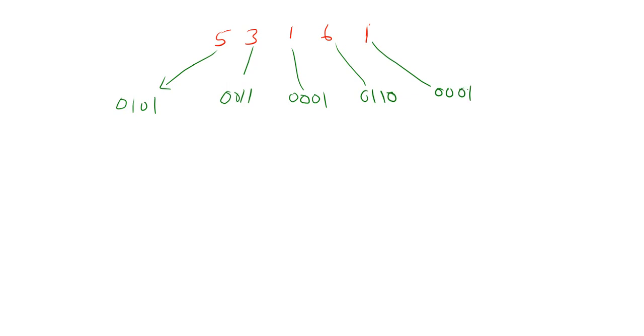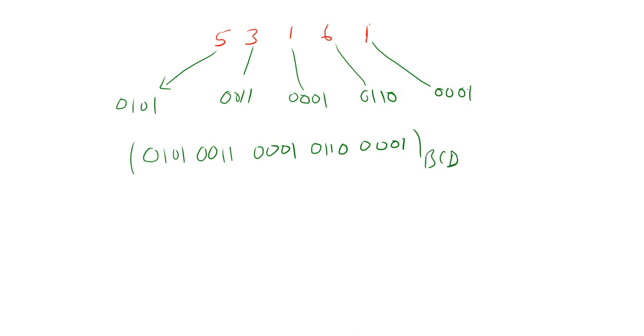After that, you join the numbers to form the BCD number. So we have 0101, 0011, 0001, 0110. And this number now is our BCD number.